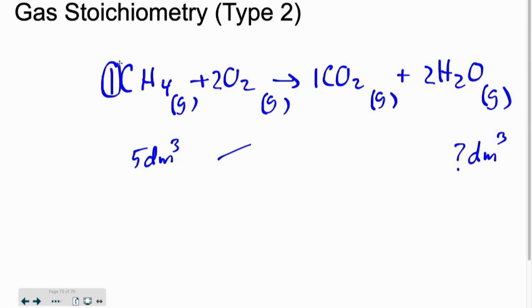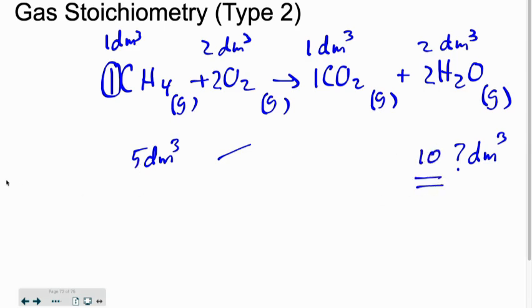I can now also explain this in terms of volume, according to Avogadro's law. 1 decimeter cubed of methane reacts with 2 decimeters cubed, or 2 liters, of oxygen to produce 1 decimeter cubed of carbon dioxide and 2 decimeters cubed of water vapor. This essentially means that the mole coefficients in the balanced equation can also be used as volume ratios. Now this is very simple. If I know that 1 decimeter cubed of methane produces 2 decimeters cubed of water vapor, 5 would produce 10. We can easily set up a ratio and figure that out.